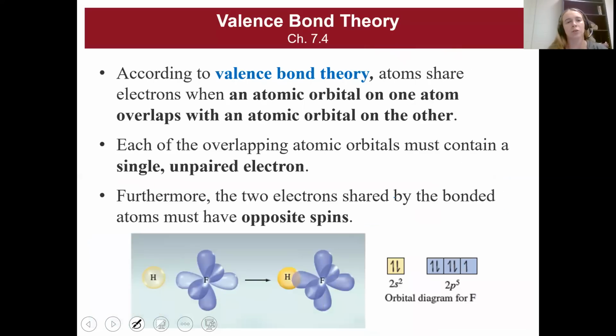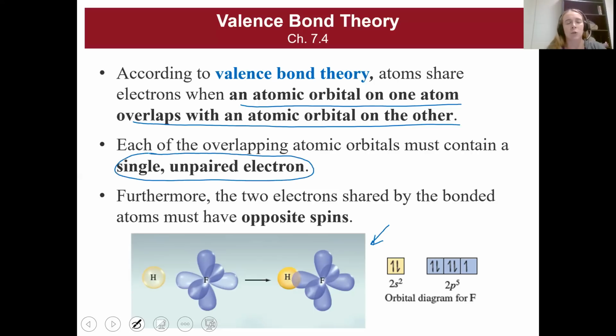Cool. So here's our definition of valence bond theory. According to valence bond theory, atoms share electrons when an atomic orbital on one atom overlaps with an atomic orbital on the other. It doesn't have to be the same kind of orbital. As we see down here, we have an s orbital on hydrogen overlapping with the p orbital on fluorine. And each of these atomic orbitals must contain a single unpaired electron that we want to pair up with the single unpaired electron in the other atomic orbital it's overlapping with.